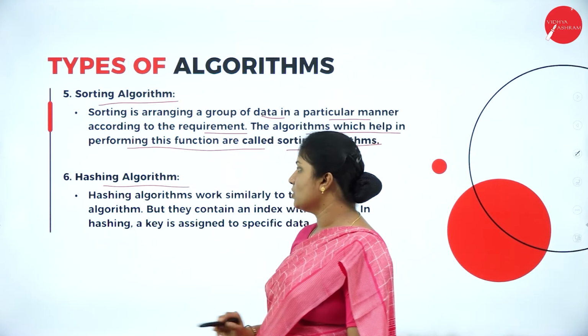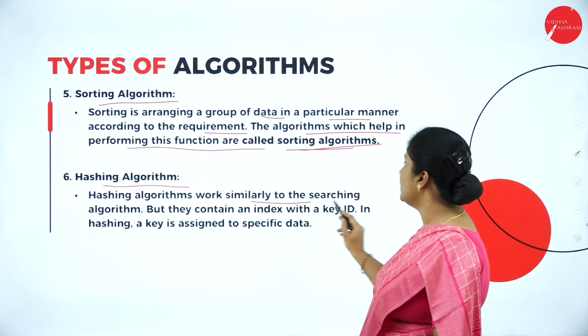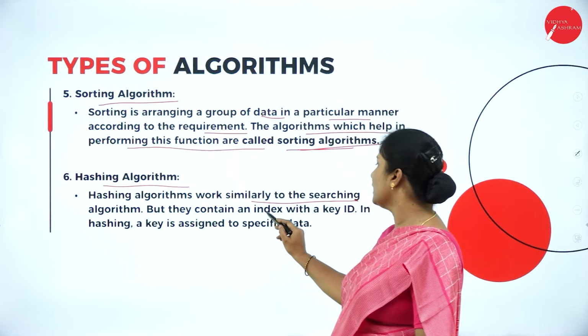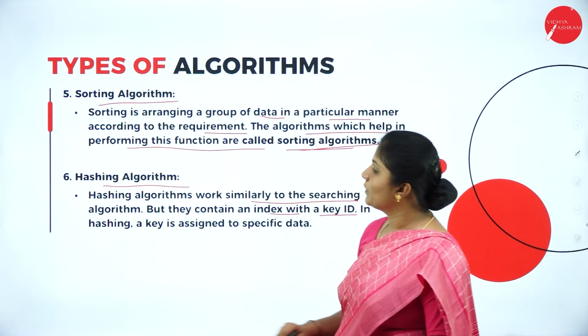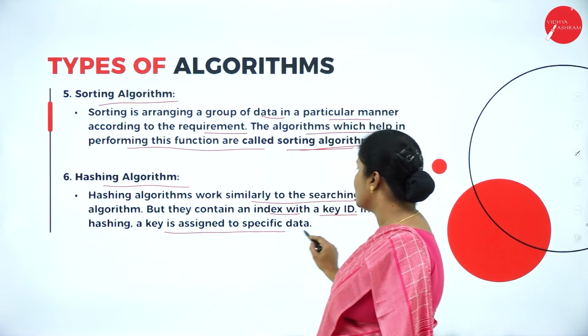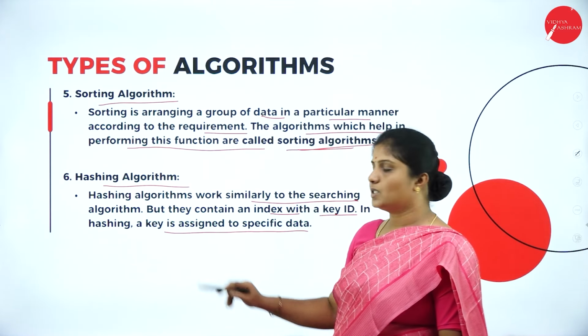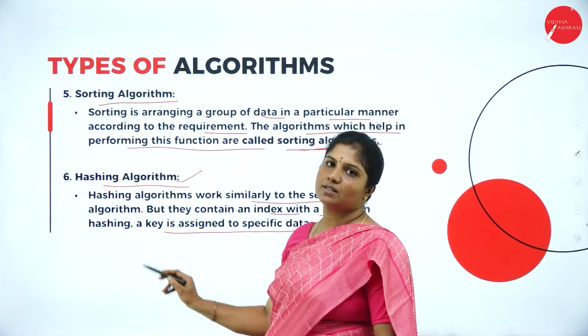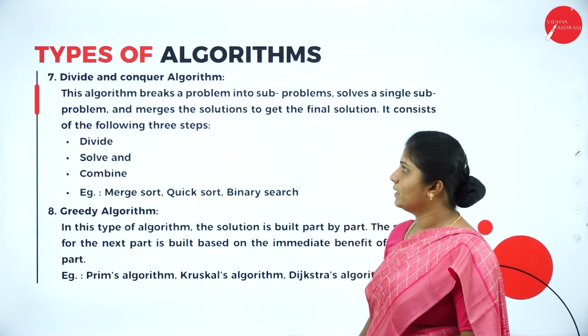Next, we have the hashing algorithm that works similar to searching, but they contain an index with a key ID. In hashing, a key is assigned to specific data. So this hashing algorithm performs the same as the searching algorithm.